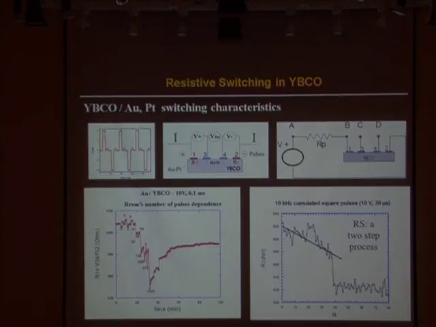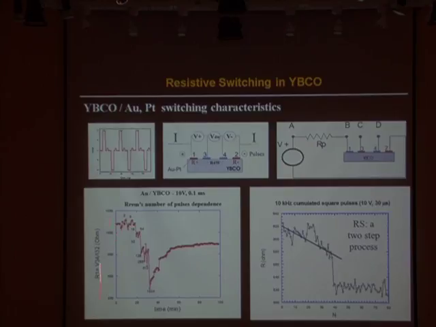We can measure different voltages to see the resistance of one of the contacts, or the resistance of the bulk sample or the other contact. And sometimes we also use this type of circuit to study the IV characteristics of this type of samples. So this is one of our first studies of the resistive switching in this type of samples.